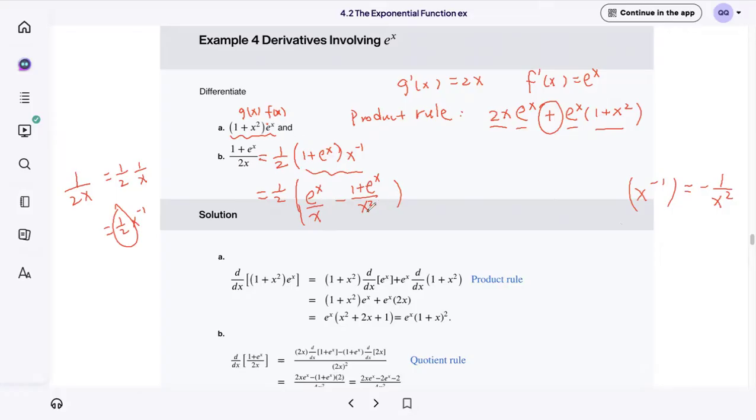If you want to use quotient rule, in the end, you probably get this x squared. So you multiply x here, get this one, x squared. Then the answer should be 1 over 2 of x e to the x minus 1 minus e to the x divided by x squared. Or you can even write this half here, 2x squared, right?